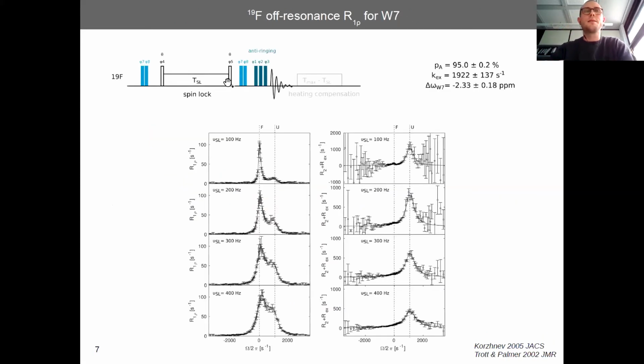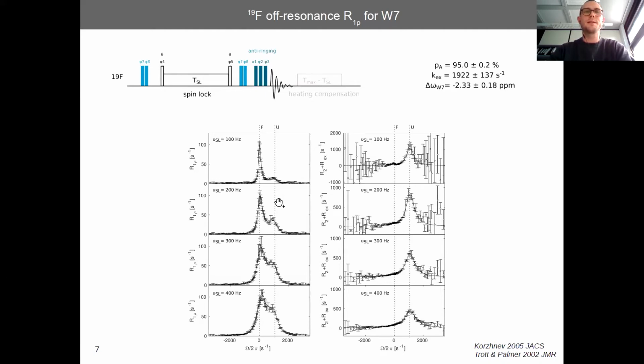We do this in such a way that we start at Z, and then we either stay at Z or go to minus Z for symmetry reasons. Then you apply your pulse with angle theta, you do the spin lock, and you go in reverse and do the anti-ringing sequence and the heating compensation. We do this for different spin lock fields from 100 Hertz to 400 Hertz. What you get is elevated rates at the position of your ground state at 0 offset, and you get elevated relaxation rates at the position of your excited state.